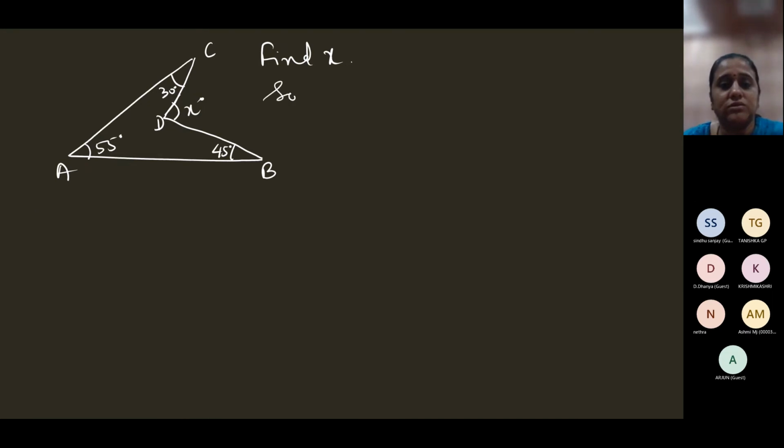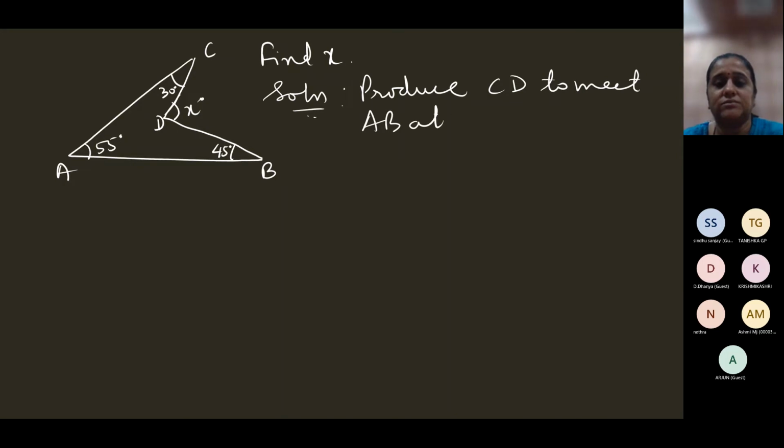So for the solution, children, produce CD to meet AB at E. See here, this is CD. All of you, please look. Produce CD, meaning produce it like this, to meet AB at E. You all understand that?